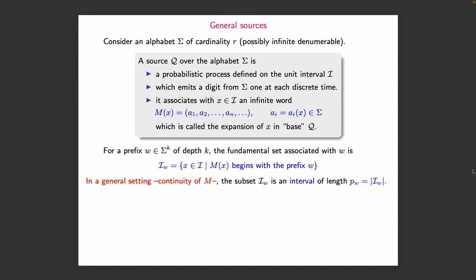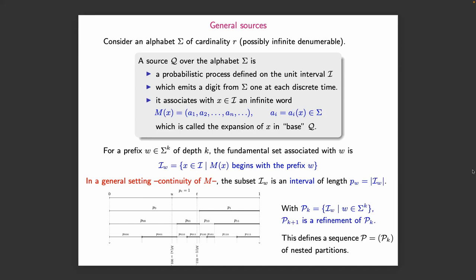Okay, so for a prefix w of depth k, the fundamental set associated with w is the subset Iw, which gathers all the real x for which the expansion begins with the prefix w. In a general setting, the subset Iw is an interval of length pw. Why pw? Because pw is just the probability that the word begins with the prefix w.